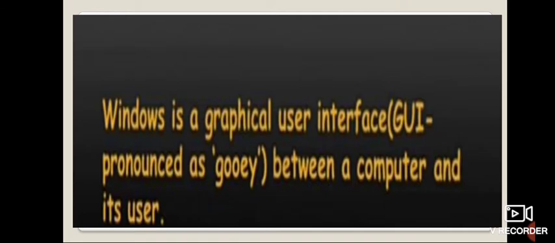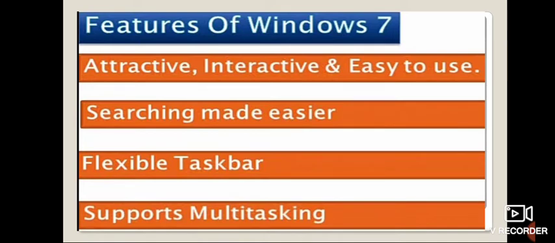Students, why has Windows 7 got the most popularity? The reason is its features. The features of Windows 7 are: first, it is attractive, interactive, and very easy to use. Second, it has made searching easier. Third, it has a flexible taskbar. It supports multitasking. Now, students, what is multitasking? Windows can perform more than one task at a time. For example, we can type letters in MS Word while enjoying music using Windows Media Player.